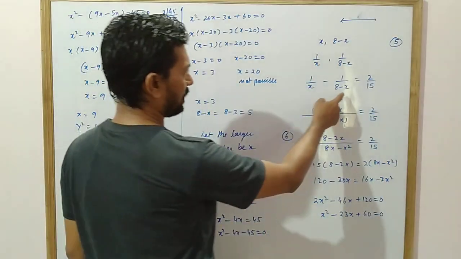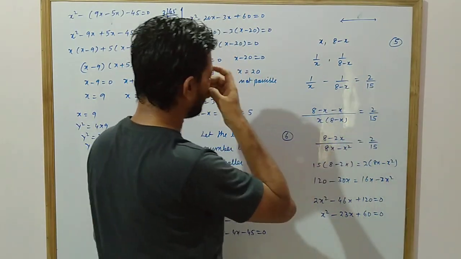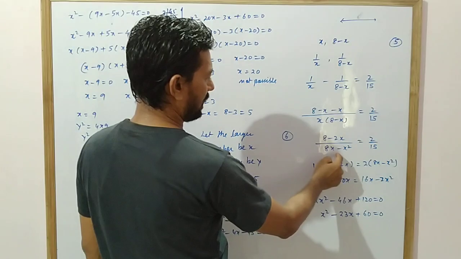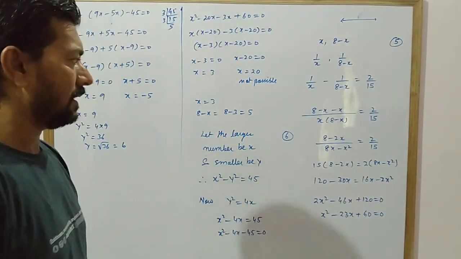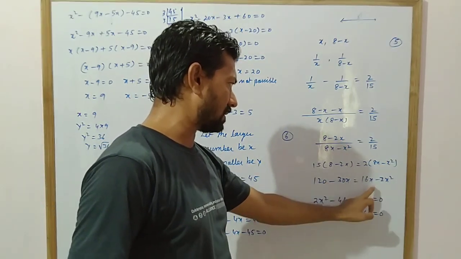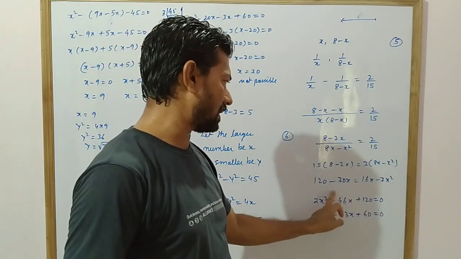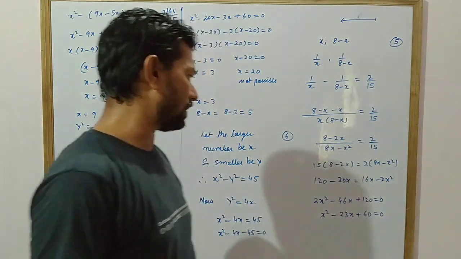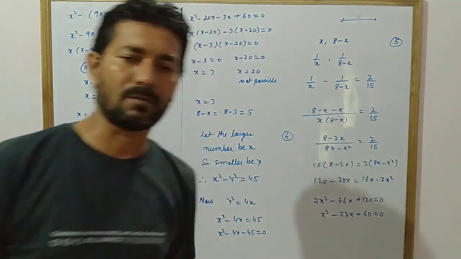When we take the LCM, we get 8 minus 2x by x into 8 minus x equal to 2 by 15. We will do cross multiplication. 15 into 8 is 120, 15 into 2 is 30x, equal to 2 into 8, 16x minus 2x square. So 2x square minus 46x plus 120 equals 0. Dividing by 2, we get x square minus 23x plus 60 equals 0.